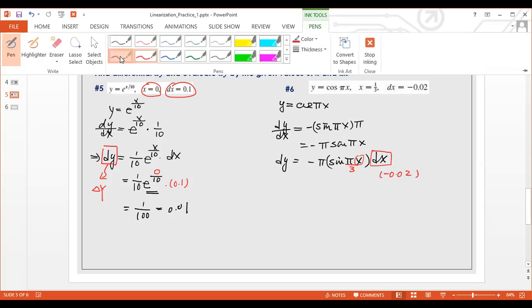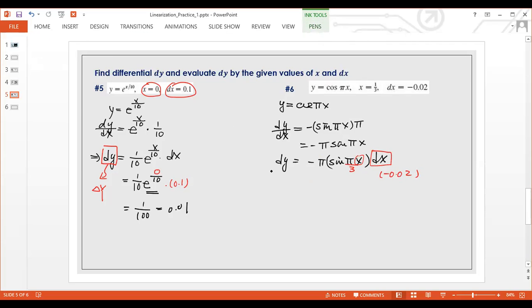All right, so now my value here will be negative pi, then sine pi over 3, times negative 0.02. So the sine of pi over 3 will be the square root of 3 over 2, times pi. And this negative becomes positive, and then 0.02. So now this will be pretty close to 0.054, right? If you plug the values into your calculator, you can see this is 0.054.